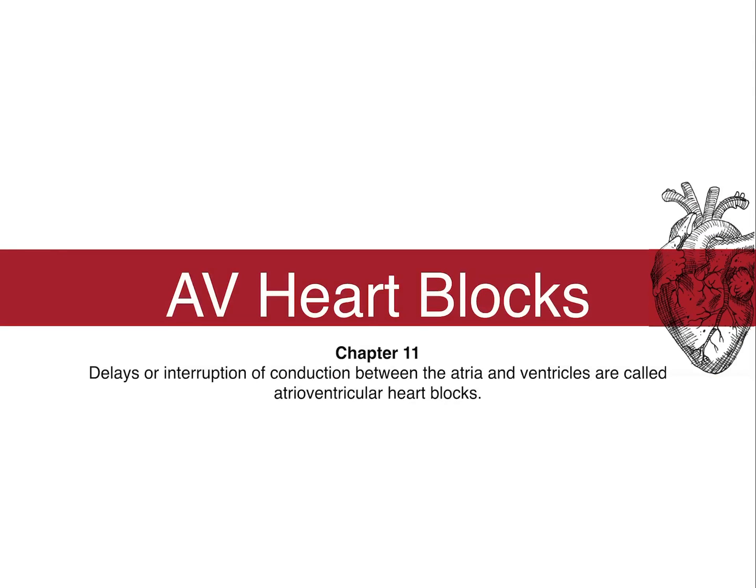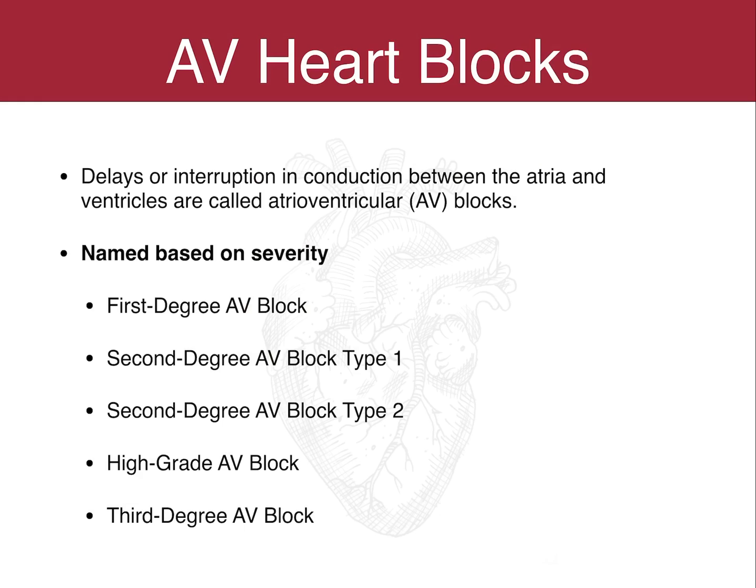This is going to come from Chapter 11 in Mastering the 12-Lead EKG. And these are problems with transmission of the impulse through the AV node. So although it says block in the name, sometimes it's simply just a delay, an extra delay as it goes through the AV node. And then other times it's a complete block where the AV node fails to transmit the depolarization at all. Now, AV heart blocks are delays or interruption in conduction between the atria and the ventricles, and therefore are called AV heart blocks.